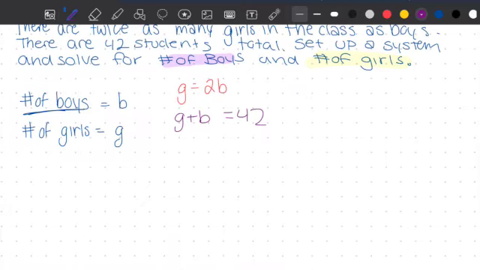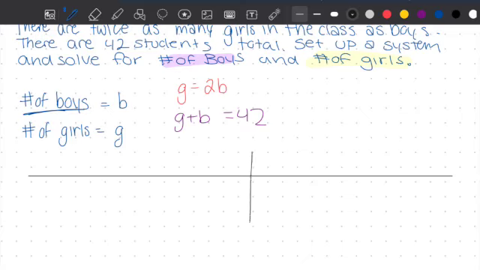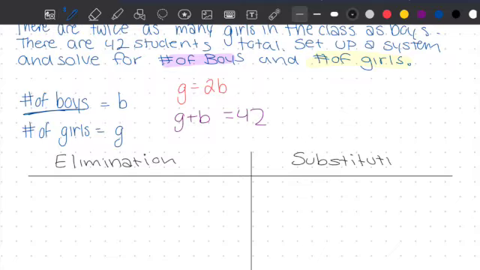We have two equations, so we can actually solve for a system. We have two different methods that we can use, okay? These are important that we know the difference, and we can do both. So, one is called elimination, and one is called substitution. For the method of elimination, I'm going to make both equations equal to 0 and line them up, one on top of the other. So, G equals 2B becomes G minus 2B equals 0.